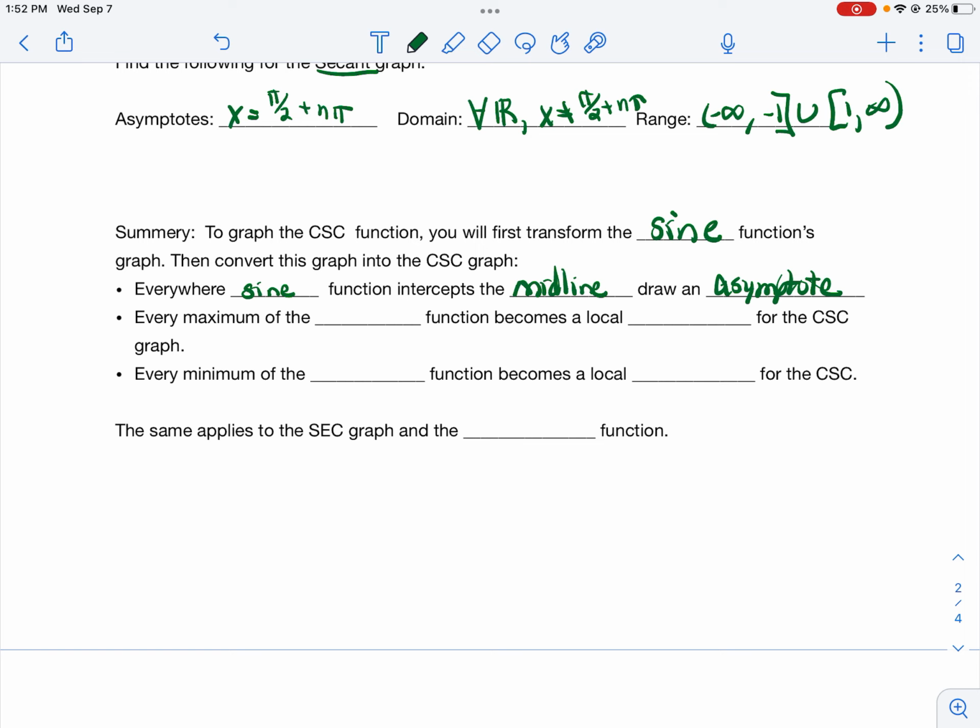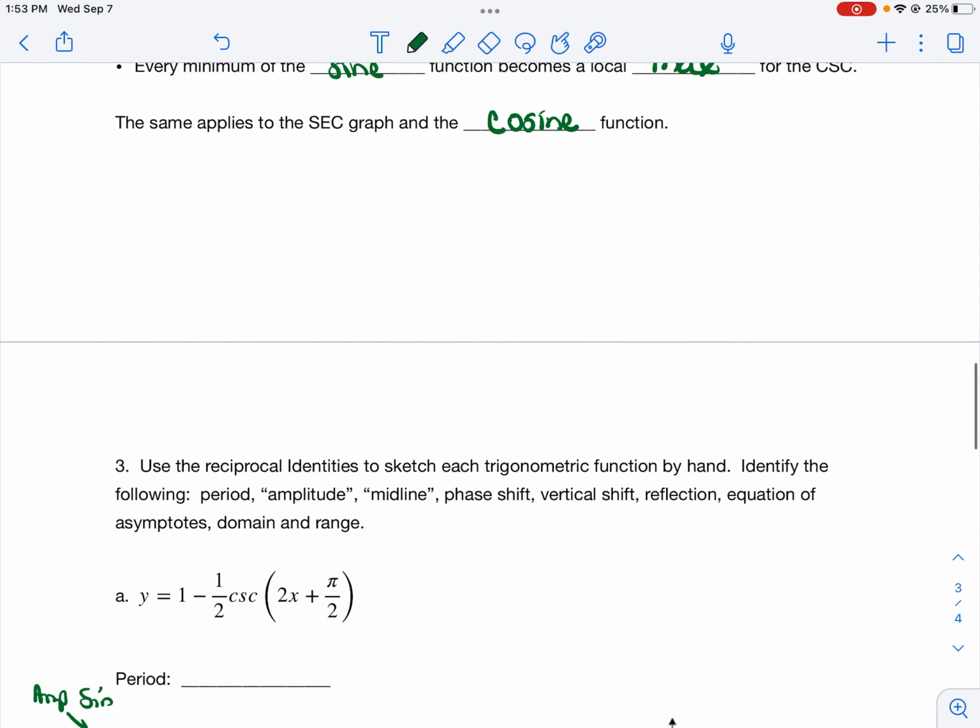And every maximum of the sine graph becomes a local minimum of the cosecant graph. And every minimum of the sine graph becomes a local maximum of the cosecant graph. And then we do the same thing for secant, but we compare it to the cosine function. So again, if you can graph sine and cosine, you will be able to graph any secant or cosecant function.